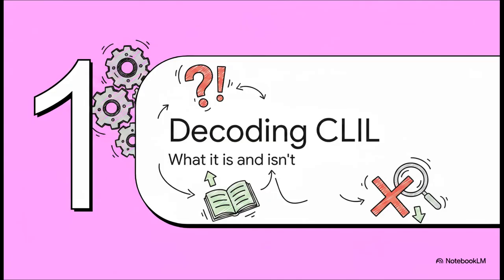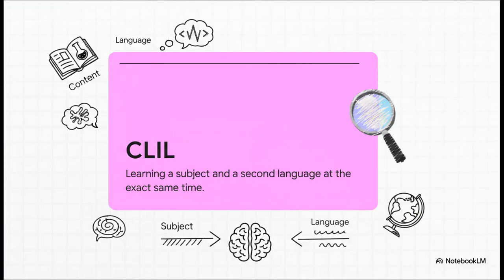All right, Section 1, Decoding the CLIL approach, what it is and what it isn't. So, CLIL stands for Content and Language Integrated Learning. At its absolute core, it's an approach where your students are learning a subject, like, say, science, and a second language at the exact same time.